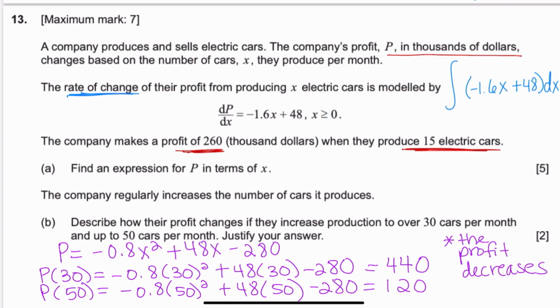Another way that you could have been able to tell this answer is by explaining that because the profit function is decreasing, the gradient is negative, the rate of change is negative, profit will decrease. And then this is your final answer.